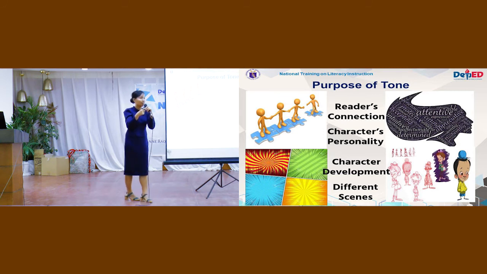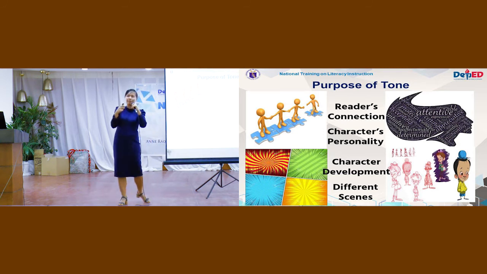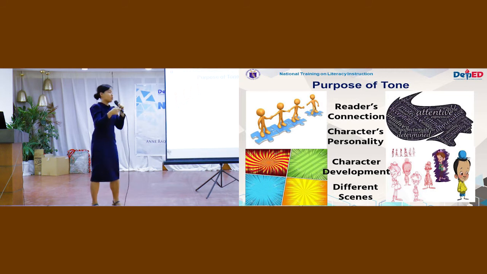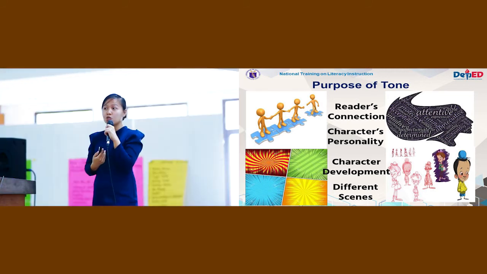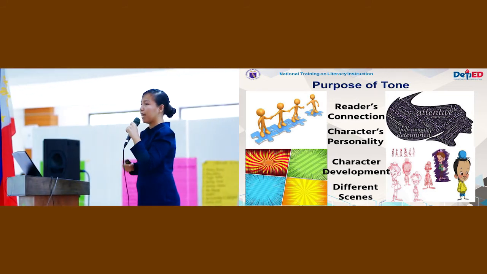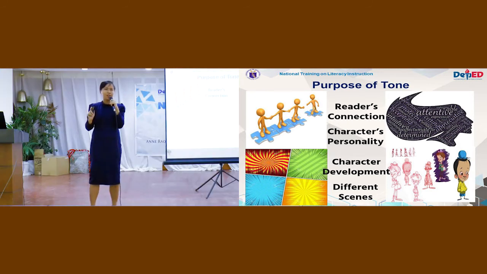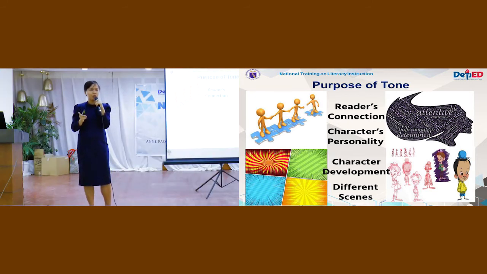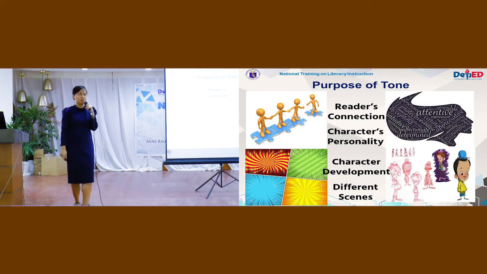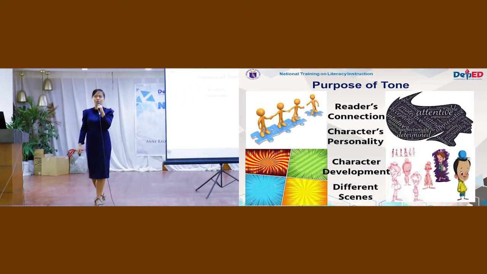It bridges the gap. Okay, that's right. So close to that, reader's connection. It deepens reader's connection. For example, a story that is light on tone markers, or let's say mixed up, there's a tendency that the readers will get confused. So we should be clear in articulating the tone. Next, what about this one? Can you guess what's the use of tone?